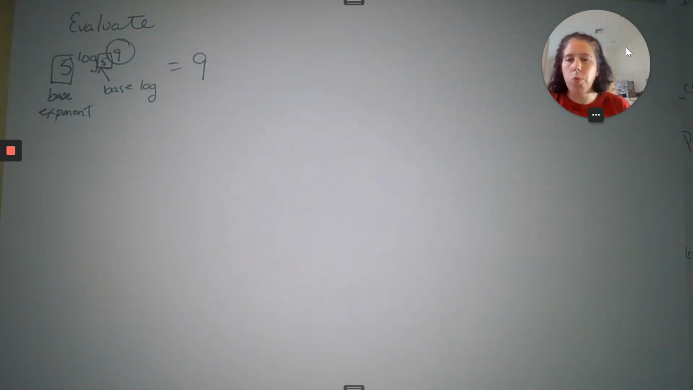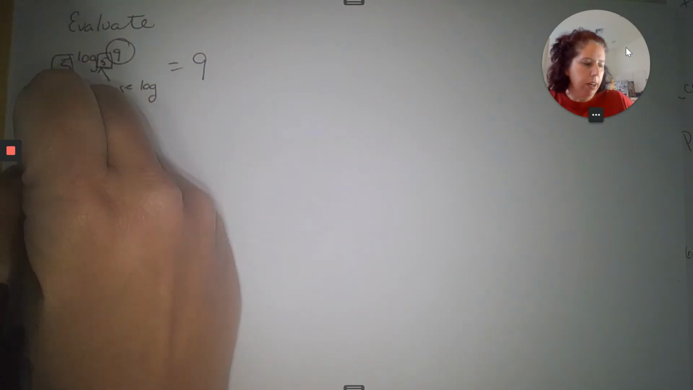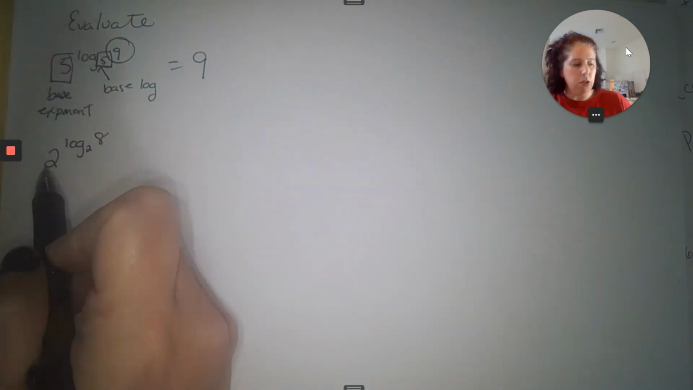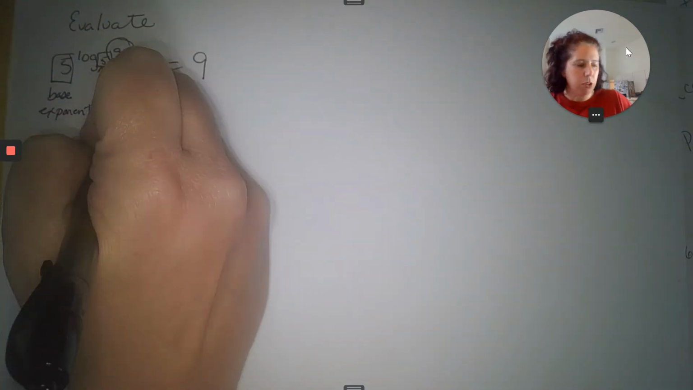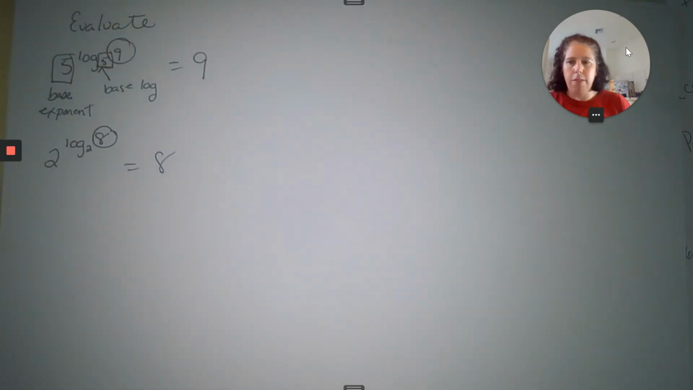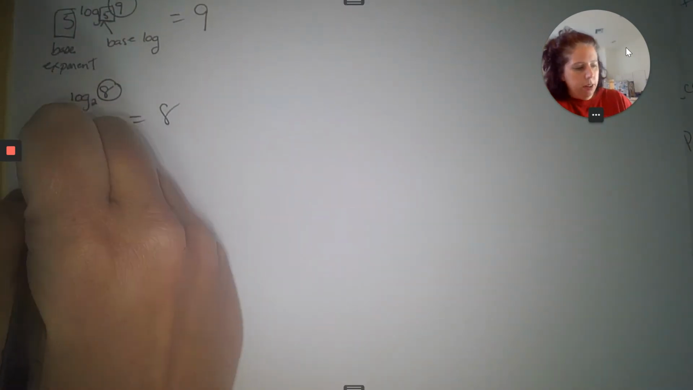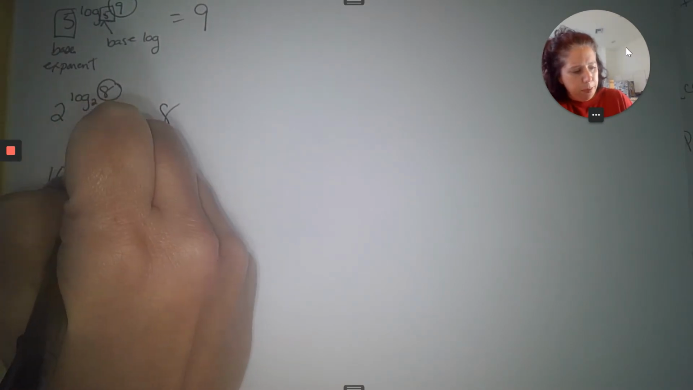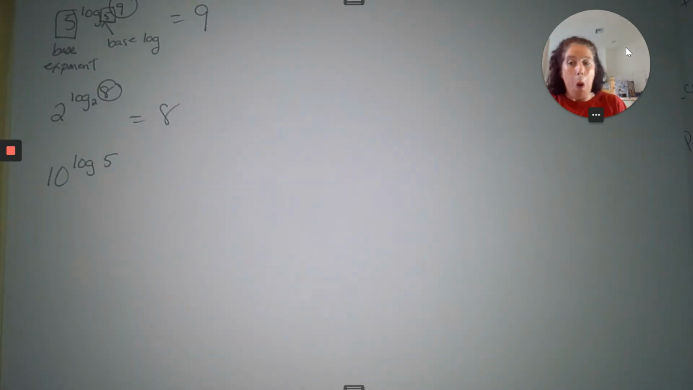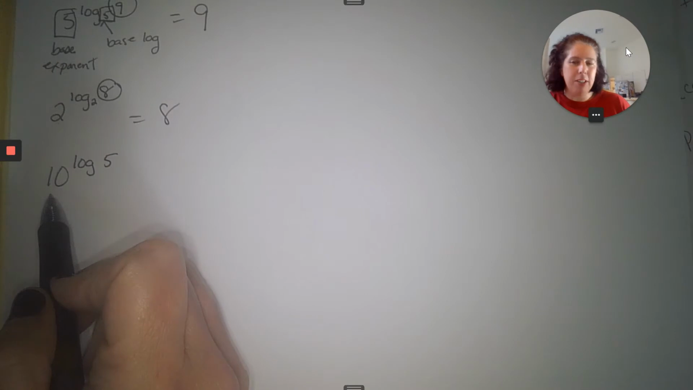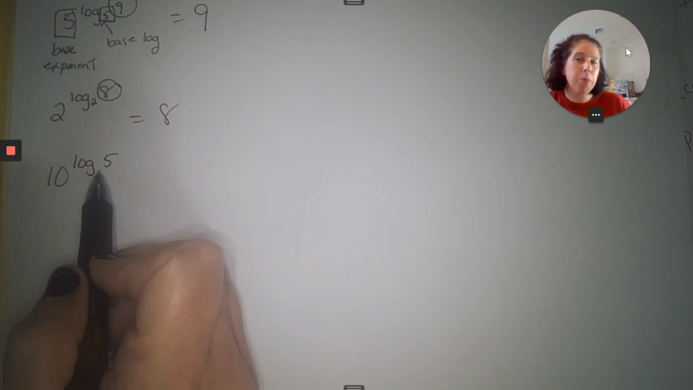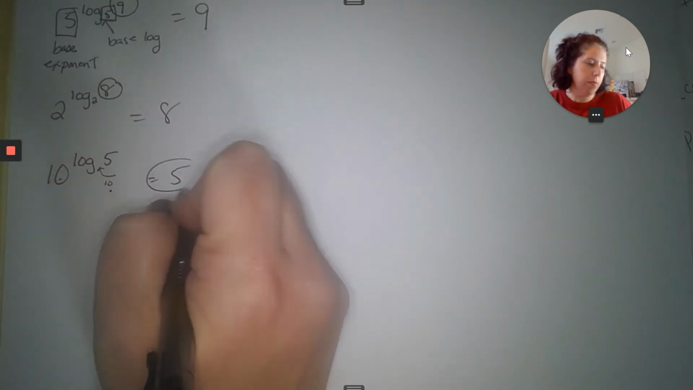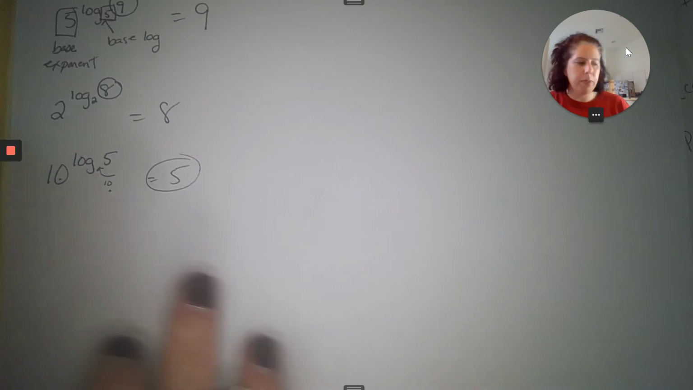Okay, there's a whole reason why it works. Most of you don't even care. Okay, so if I give you 2 raised to the log base 2 of 8, the base of the exponent and the base of the log are the same. So what's your answer? Your answer is 8. Got it? Okay, so if I give you 10 raised to the log of 5, the base of the exponent is 10, right? Well, there's no base written here, but remember the base is 10. So the bases are the same, so the answer to this is 5. Pretty easy, got it? Okay, moving on.